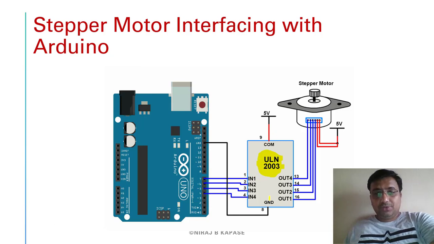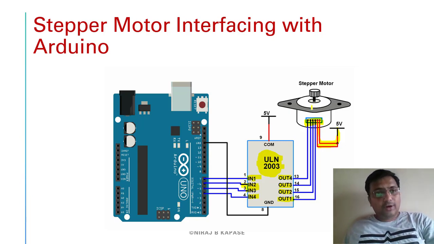So here the ULN2003 has inputs IN1, IN2, IN3, and IN4, which are connected to the Arduino pins 7, 6, 5, and 4 respectively. Again, the ULN2003 IC module has 4 outputs, OUT1, OUT2, OUT3, OUT4, which are connected to the coils of the stepper motor. Here it is a 6-wire stepper motor, so 2 wires are shorted together and connected to the +5 V. The stepper motor looks like this, and it rotates with the step angles.